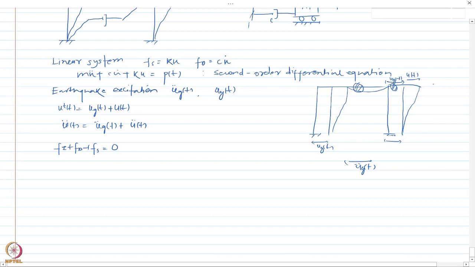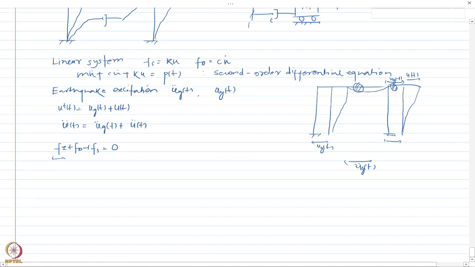Okay, and we said that inertial force is always due to total acceleration. However, the damping and the stiffness force is due to the deformation of the structure. So the rigid body motion, which is basically ug of t, the rigid offset, is not going to produce any stiffness force in the structure because it does not produce any deformation in the structure.